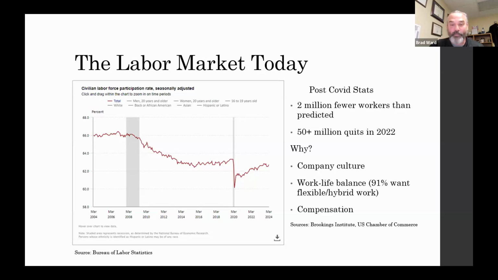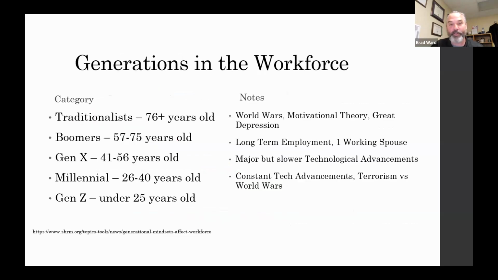And the reasons why, from a couple studies or sources here: company culture was one reason. They just didn't like where they worked. Work-life balance, 91% of employees, I believe it was this Brookings Institute survey, wanted flexible or hybrid work. Again, no 9 to 5. And then compensation. So these are some of the big reasons, but this is just kind of the environment we're in.